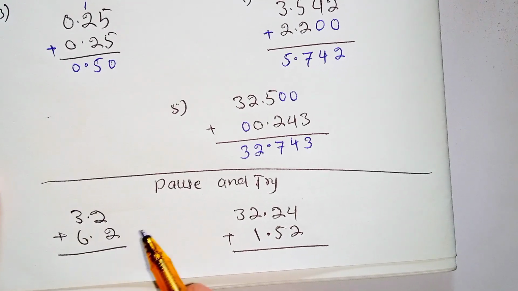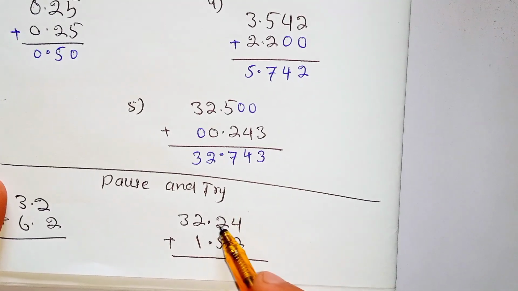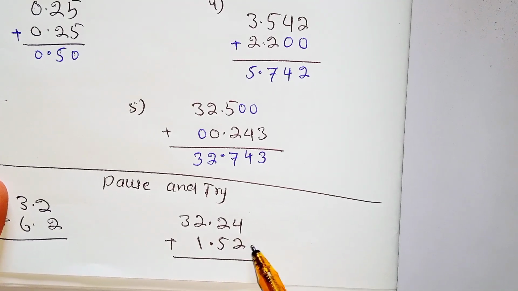If you have understood the method of adding decimals, then pause the video and comment the answer of 3.2 plus 6.2 in the comment section, and also try 32.24 plus 1.52.